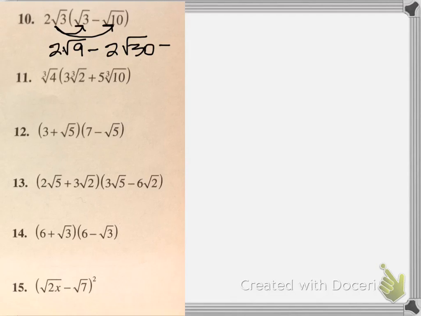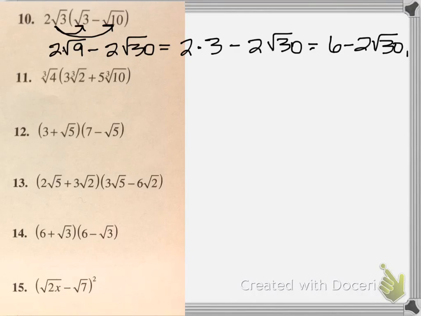I can simplify the square root 9. Square root of 9 is 3. So it's really 2 times 3. The square root of 30 cannot be simplified. It doesn't have a perfect square term, so we're just going to leave it square root 30. This is going to leave me my final answer. 2 times 3 is 6 minus 2 square root 30.